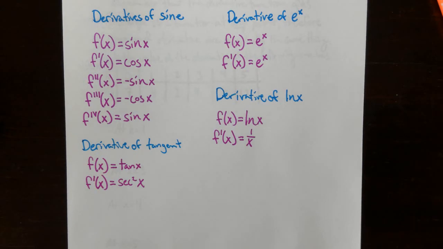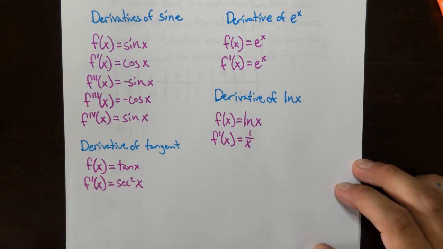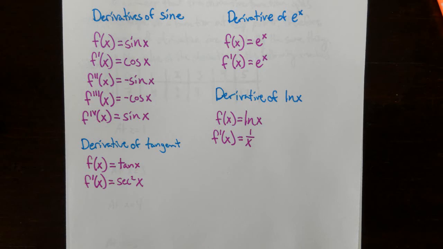One is the derivative of e to the x, and that's actually our favorite function in calc because the derivative of e to the x is itself, e to the x. So I can keep taking derivatives: the first derivative, second derivative, third derivative, fourth derivative, and they're all going to be e to the x. So that's always nice to work with. Then lastly, we have the derivative of the natural log of x. That's the ln of x. And the derivative of the natural log of x is just 1 over x. So keep those in mind. Write those down somewhere.